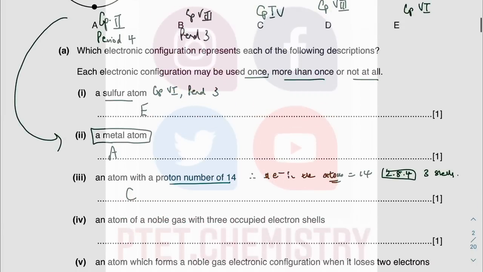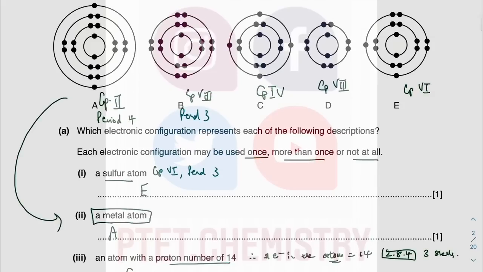An atom of a noble gas with 3 occupied electron shells. Alright, so noble gas, which was this and this, but I think this one you have 1, 2, 3. So this is, oops, sorry, there was group 6. Which one again? This one. This is 1, 2.